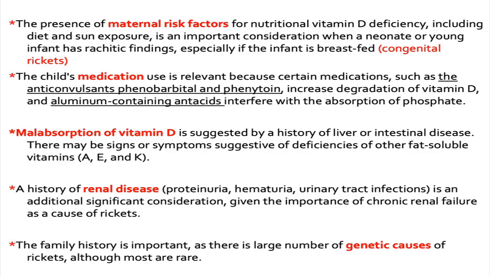There may be signs or symptoms suggestive of deficiency of other fat-soluble vitamins, vitamin A, vitamin E, vitamin K, not only vitamin D, so we must ask about the history of malabsorption syndrome. A history of renal disease, when the patient has proteinuria, hematuria, or UTI, is an additional significant consideration given the importance of chronic renal failure as a cause of rickets.